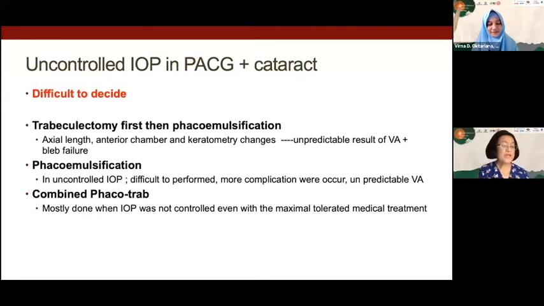with the result of unpredictable visual acuity. Meanwhile, doing phacoemulsification only is not easy and sometimes complications may occur. Combined phacoemulsification and trabeculectomy is mostly done when IOP is not controlled even with the maximal tolerable medical treatment to achieve a certain target pressure.